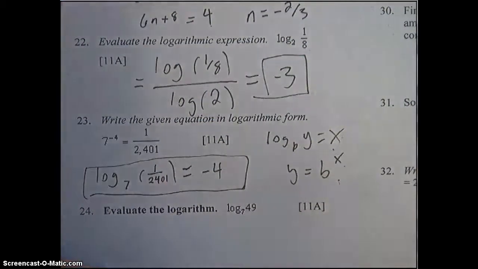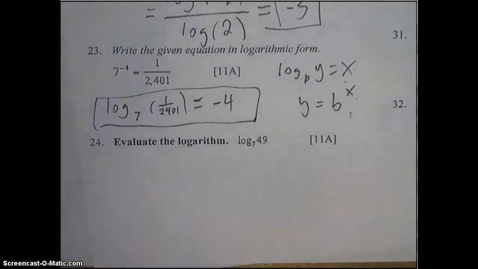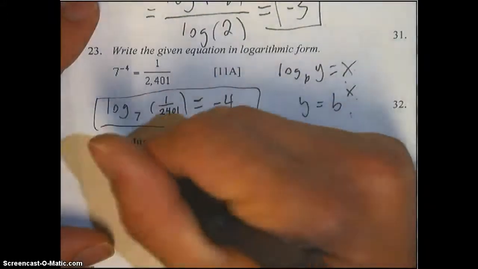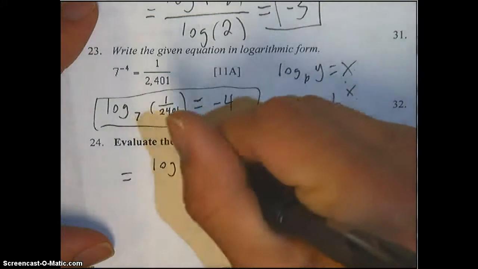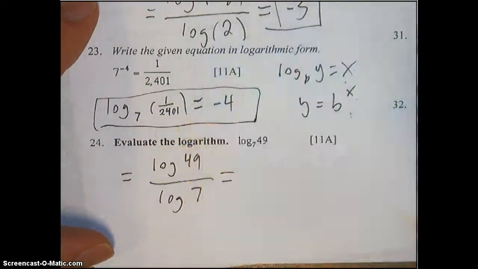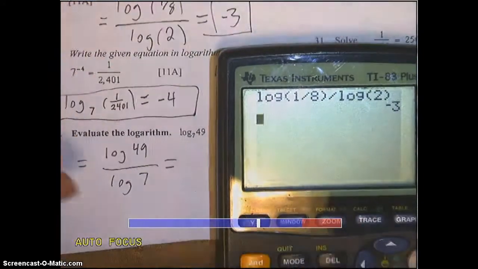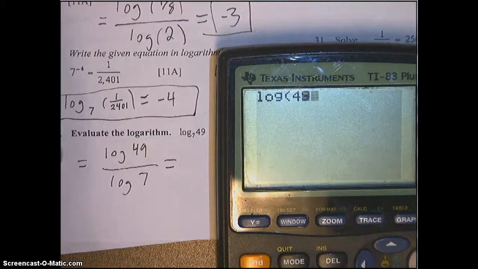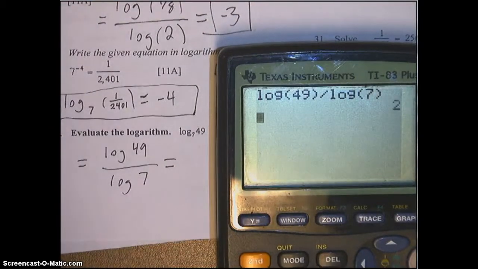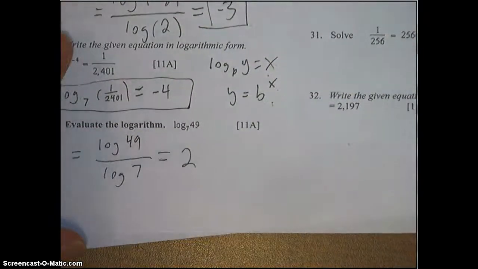So we're not solving all of these. Sometimes we're just writing them. But in number 24, we are solving it. We are evaluating the logarithm. And once again, this is your change of base formula. You're going to do log 49 divided by log 7. This is just calculator work, so let's type that in. So log 49 divided by log 7 is 2. And that's the answer number 24 there.